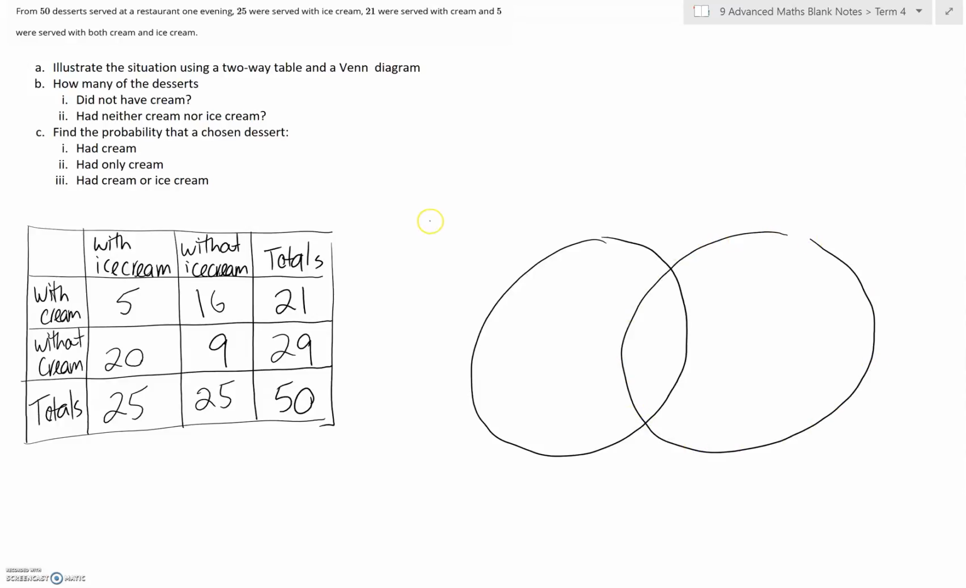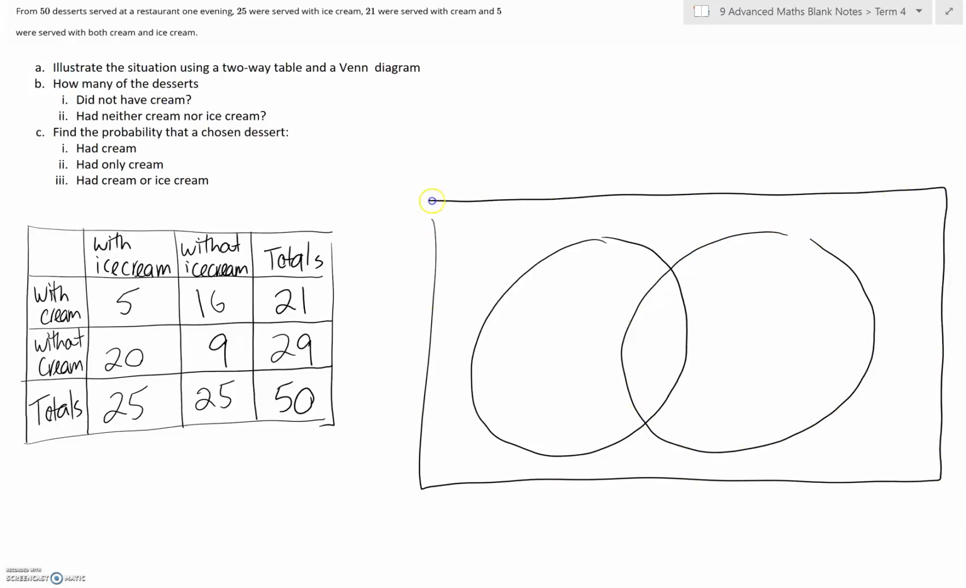Now let's do a Venn diagram. Of course, you're going to use a ruler for the outside box. Make sure you put an outside box in it because it helps define the area we're working with. So again, let's work with what we've got. Now, this time I'm actually going to start with where they intersect, so both cream and ice cream, and we've got 5 that have both cream and ice cream. We also know 25 were served with ice cream, so in this circle on the right we're going to have 25 in total, but in the section that's only ice cream is going to be 25 minus 5 or 20.